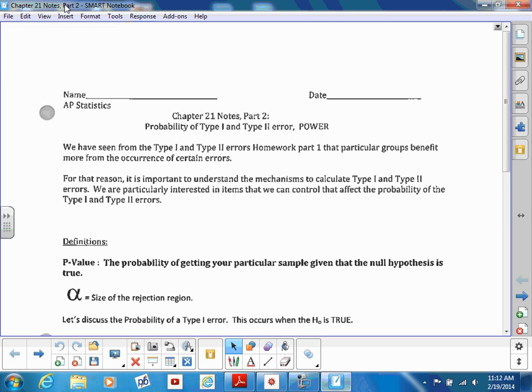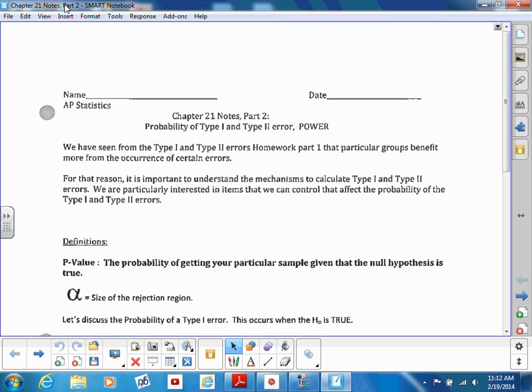Actually start these notes, part 2. I'm not going to give you the homework associated with this yet, and we're only going to do part of this. The reason I'm only going to do part of it, I'm going to do the part that I think naturally goes with today's lesson.